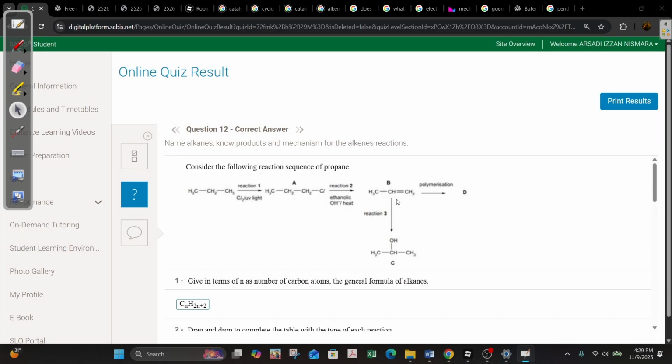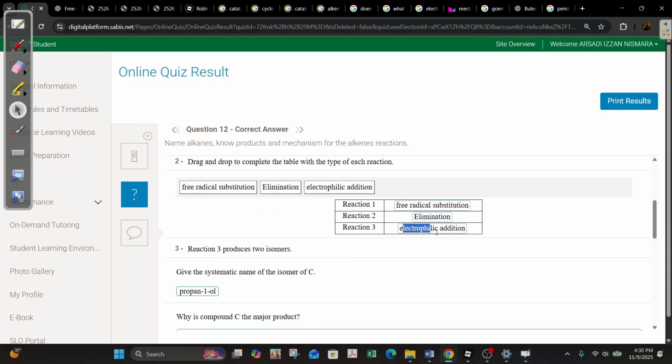Reaction 3. What is this reaction? Oh yeah, this is the catalytic hydration of alkenes. It uses phosphoric acid at 300 degrees Celsius at 60 atmospheres, and you'll get an alcohol. So from an alkene to an alcohol, it's going to be catalytic hydration. So it'll be electrophilic addition.